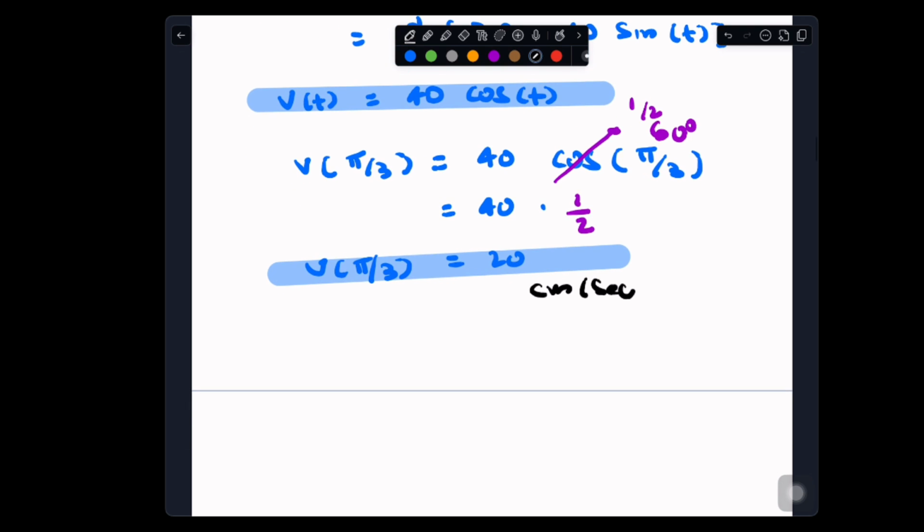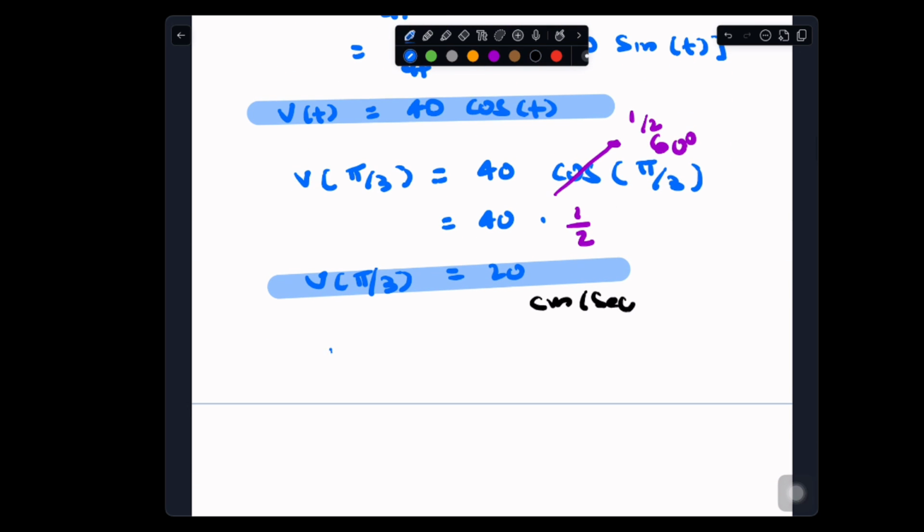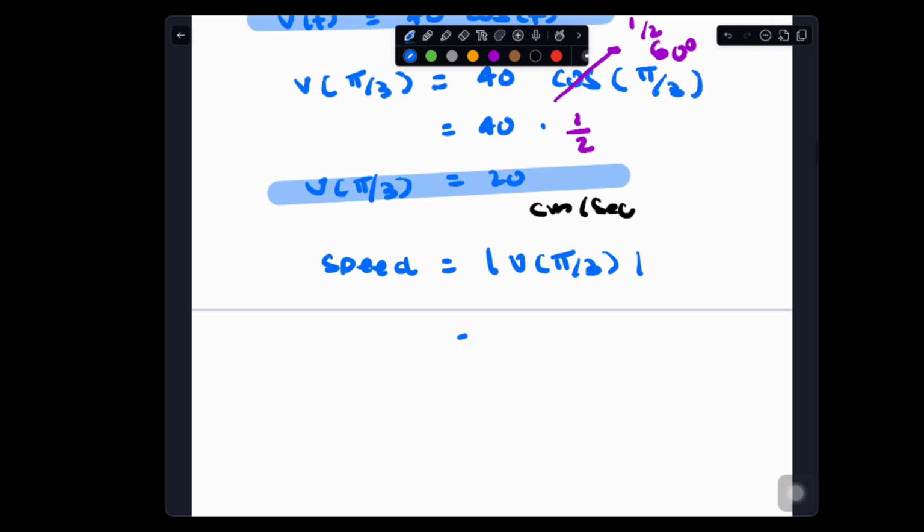What's the speed? Remember what I said the speed was? Absolute value of velocity at that moment there. And so if I know the absolute value at 20, what's that going to be? My speed, ladies and gentlemen, is 20. Okay.